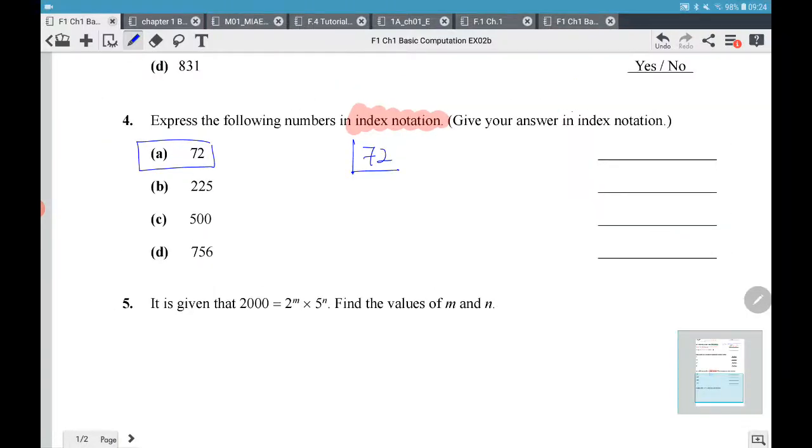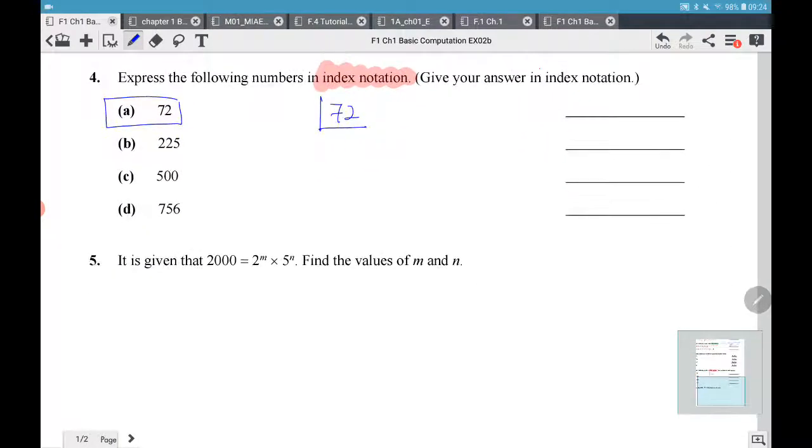For example, the smallest factor should be 2 in here. So after we put 2 and do the division, we get the quotient as 36. And again, we choose the smallest factor. It should be 2 again. So do the division, we have 18 and go on.